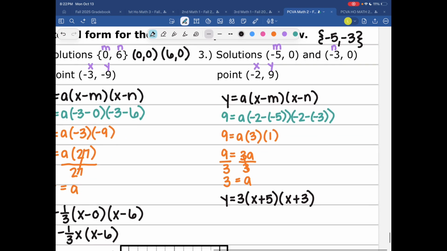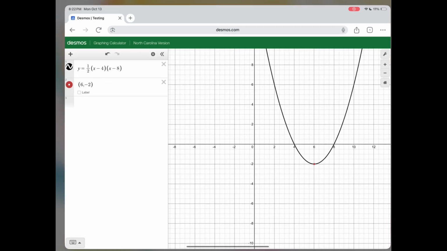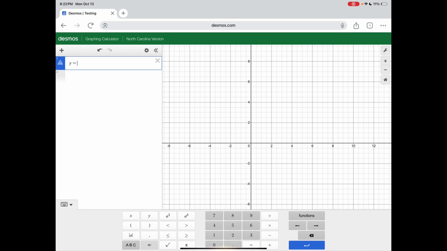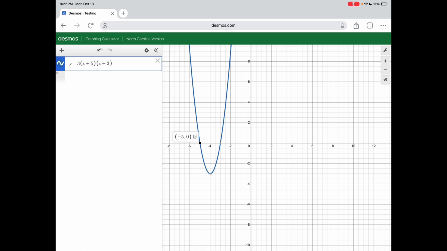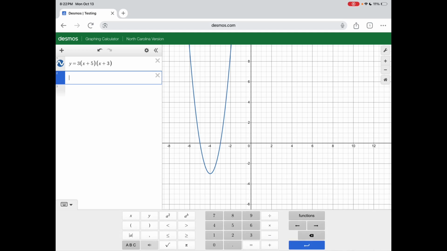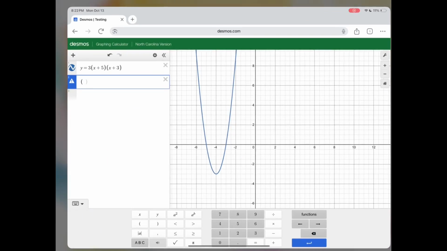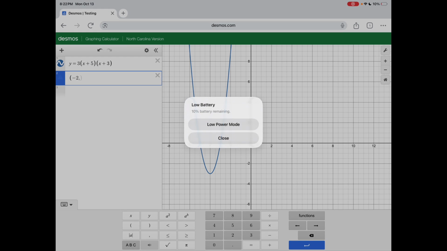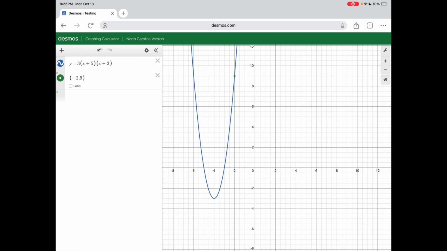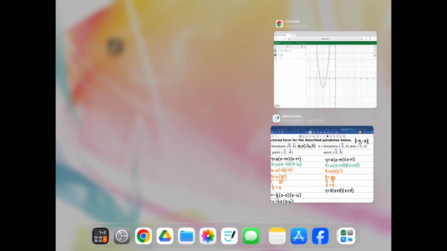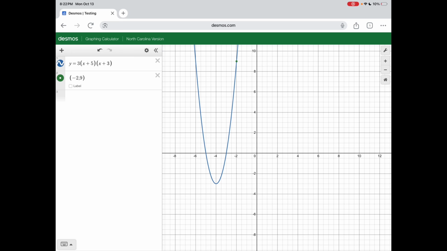Now, let's go back to Desmos and look at some of this information. So we have y equals 3, we have x plus 5 and x plus 3. And I forgot the 3 value. So we can see that they did cross that negative 5 and negative 3, given the fact that they gave us the intercepts. And they told me that the point on the graph was negative 2 and 9. And again, I can see that that is a point on the quadratic. And my A value was positive, and it is opening upward.